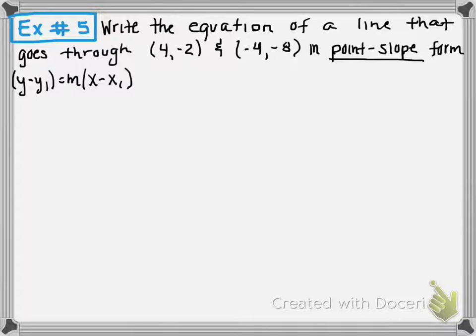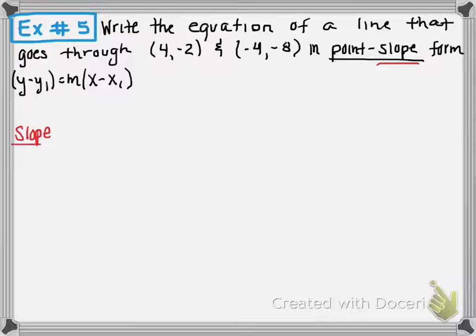So we're going to start by figuring out what two things we need for point-slope form. First, we need a point. We have 2 points already, so we're good there. But the second thing we need is the slope. So just like we did in that first example, we're going to go ahead and find the slope between these 2 points. So let me write down the formula again just so that we remember it.